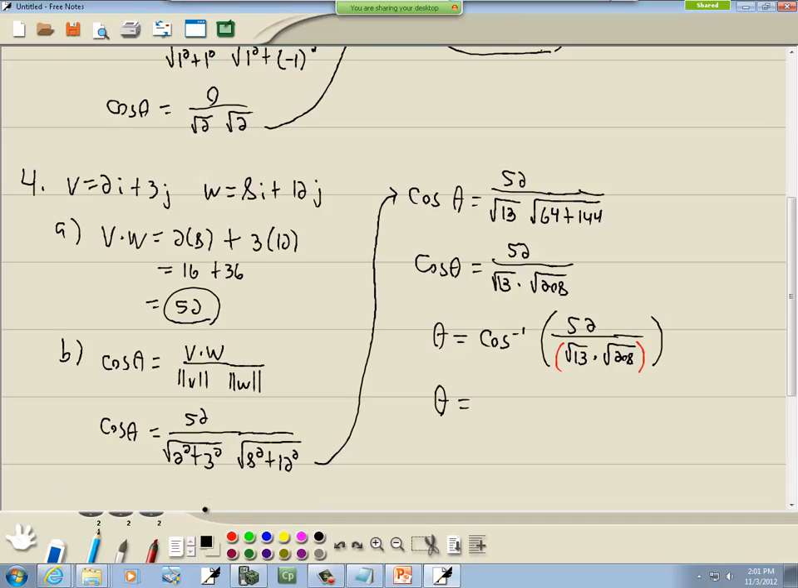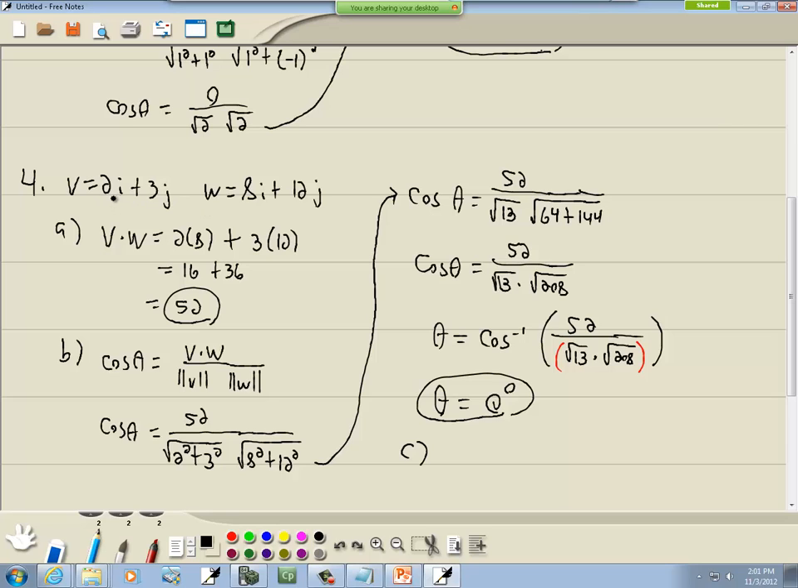Then we get 0. So the angle between them is 0 degrees. Kind of tells you something right there. If it's 0 or it's 180, that should send off warning bells.